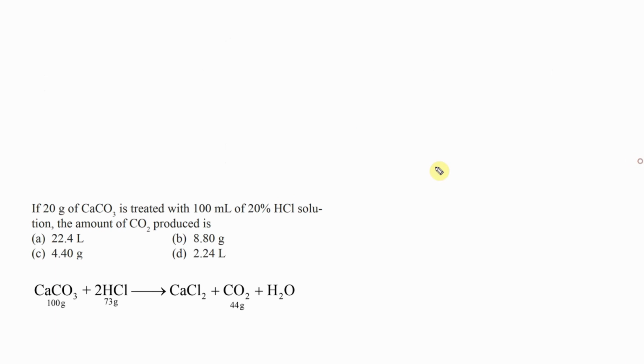Alright, the last problem that we are going to see today is 20 grams of calcium carbonate is treated with 100 ml of 20% HCl. What is the amount of CO2 produced? I have just listed the molecular masses here. Now I haven't done anything. Now look at it, 100 mils of 20% HCl. Roughly with density 1, 100 mils of 20% HCl is roughly equivalent to 20 grams. So I'm taking 20 grams actual.